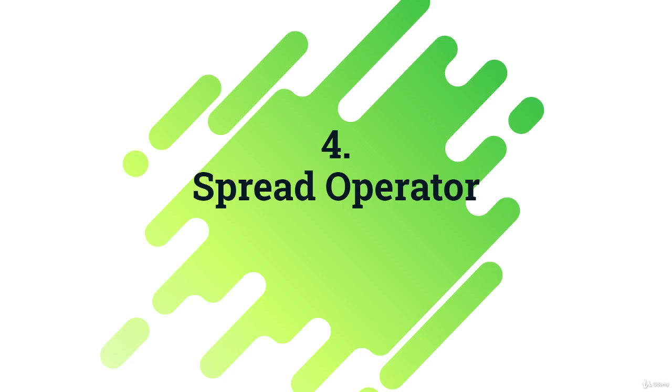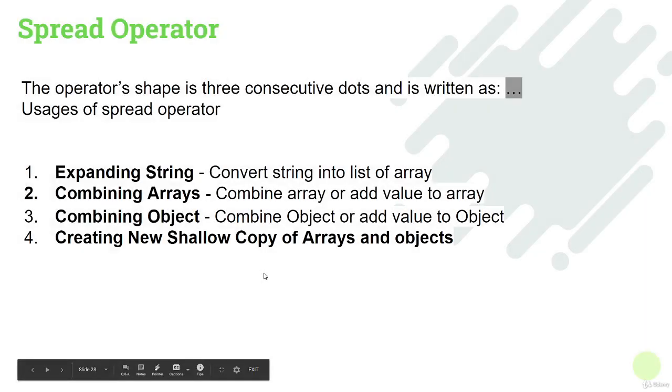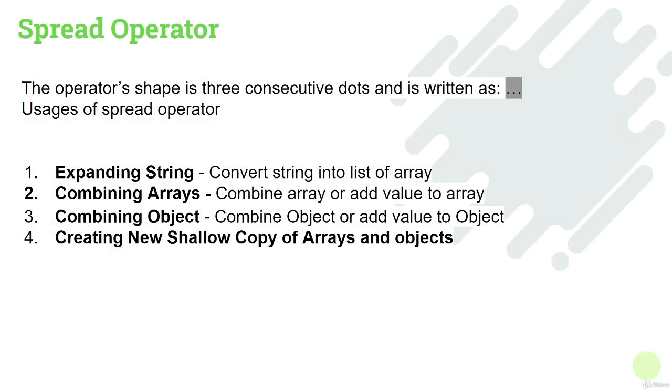In this video, we're going to talk about the spread operator. The spread operator was introduced in ES6 and its shape is three consecutive dots, written as triple dot. The spread operator behaves differently in different use cases, so we'll cover the four common use cases that you're going to face in real time.